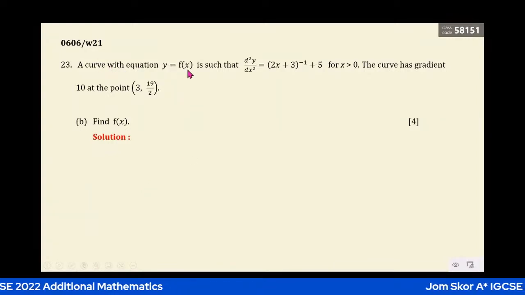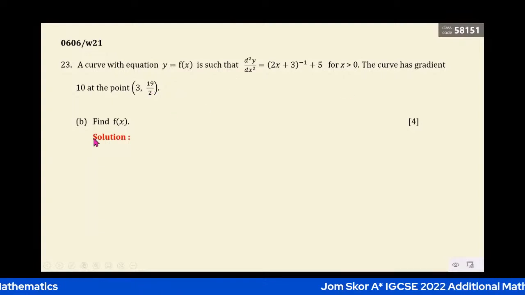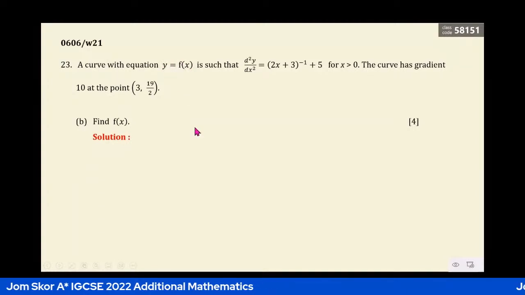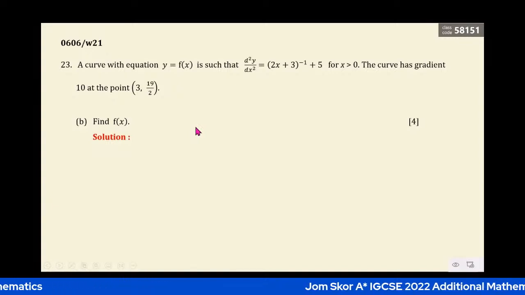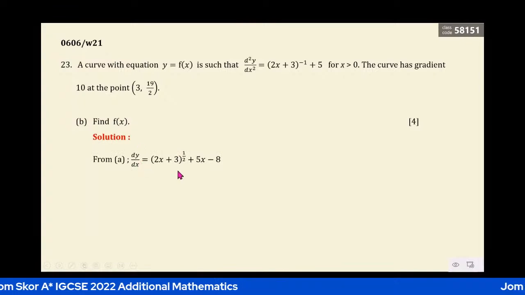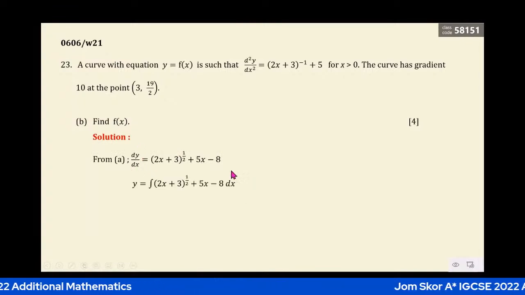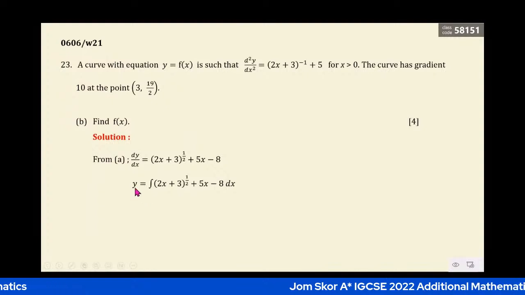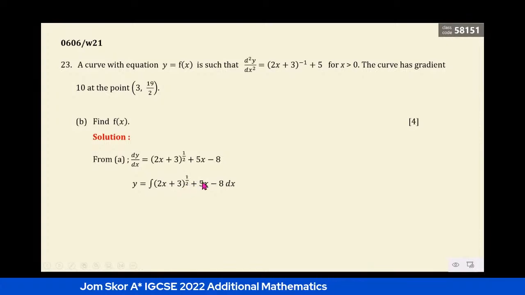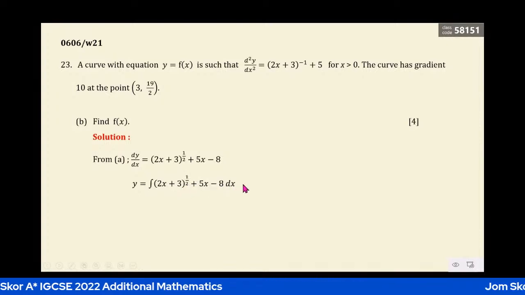Now, a curve, this question is the same as before. Now it asks to find f(x). What is f(x)? f(x) is equal to y. Meaning that earlier, from d squared y over dx squared, you found dy/dx. So now we want to find f(x), which is y. So one more time, you have to integrate your dy/dx. This is your dy/dx, so you integrate to get y. So you integrate 2x plus 3 to the power of 1 over 2 plus 5x minus 8 dx.